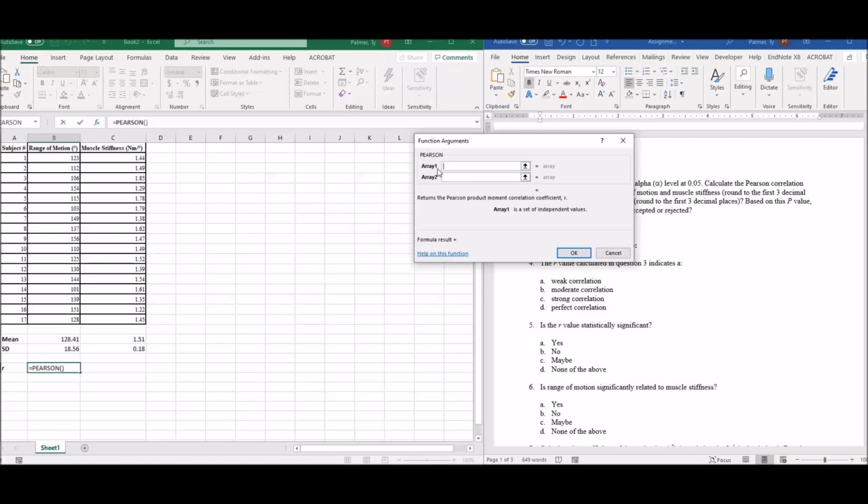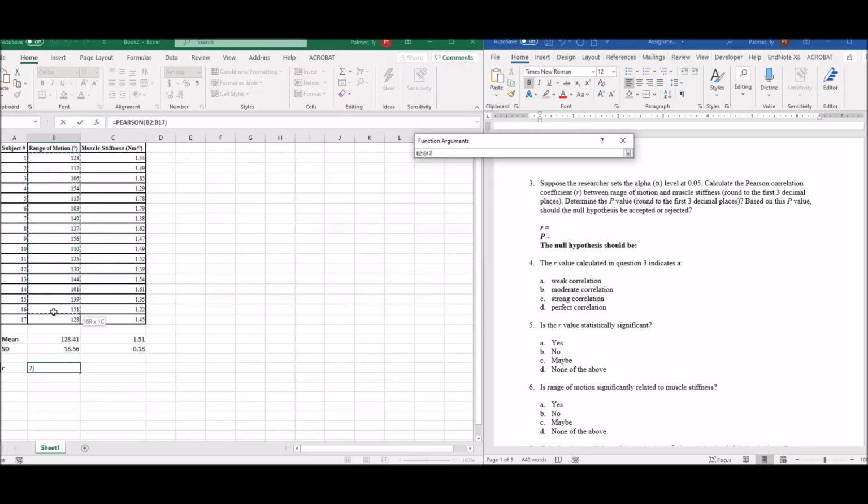Array just means a set of data. And so array 1 is going to be for our first variable, our first set of data, which in this case is range of motion. So I'm going to click and highlight all of the data points in that array.